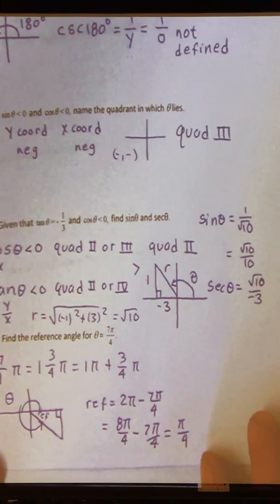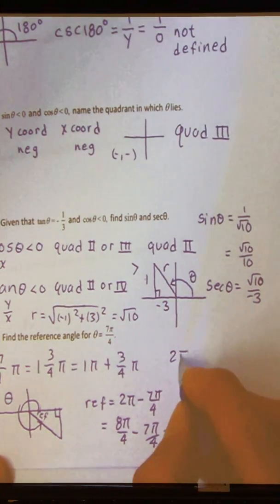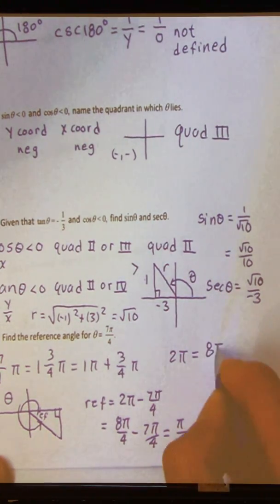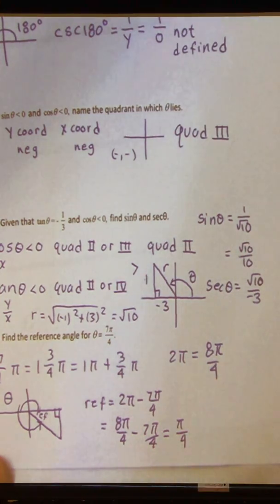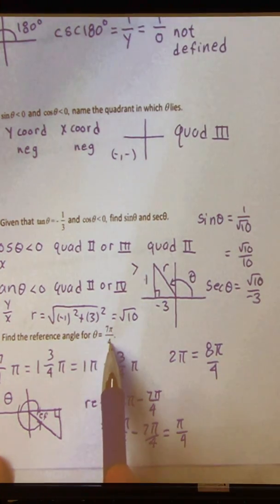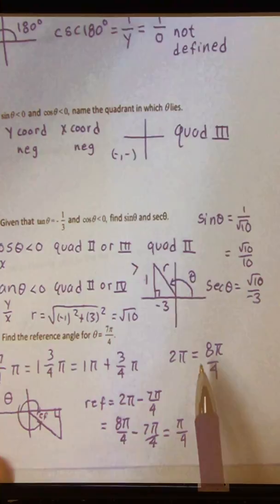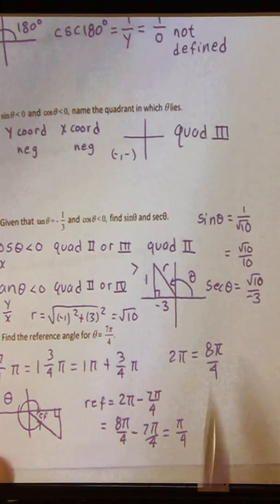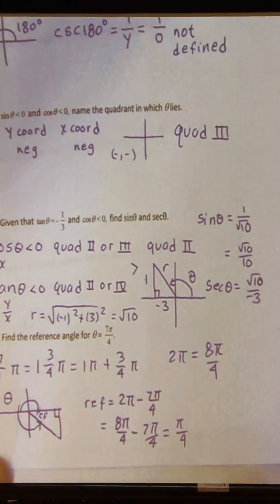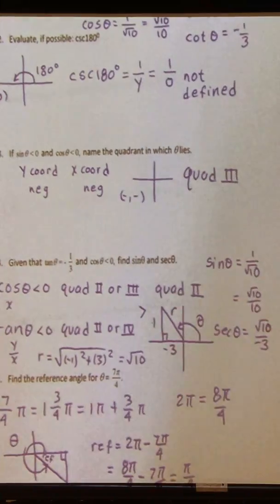The easy way to think about this is 2 pi is 8 pi over 4. So if you've already gone 7 pi over 4, then you need one more pi over 4 to reach 8 pi over 4, and that's your reference angle, and you can get around the math that way. Let's take a look at problem number 6.